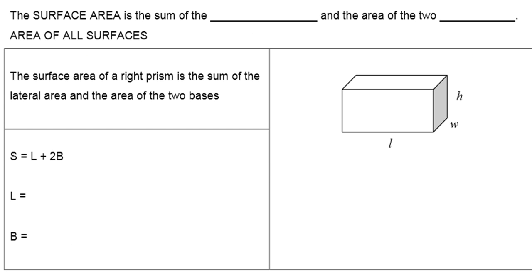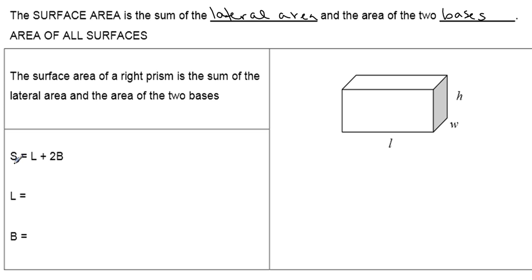Okay, so lateral area only talks about the area of the lateral faces. The surface area means all of our faces combined, the area of every face that we can see on the prism. So we're going to take the sum of the lateral area and the area of the two bases. So it's the area of all of our surfaces.